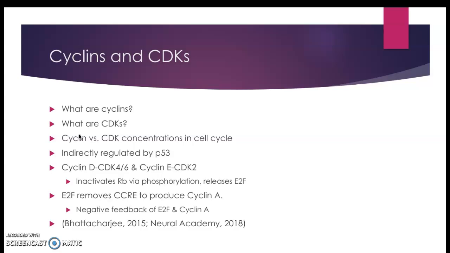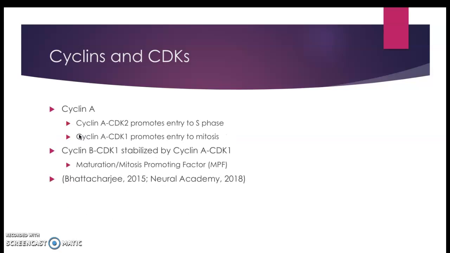And cyclin E CDK2 also phosphorylates P27-KIP1, which is an inhibitor of cyclin D that degrades itself. So CDK2 along with cyclin E promotes this transition from G1 to S, and this degradation of P27 along with E2F release promotes production of cyclin A. Cyclin A binds to CDK2, and that fully promotes entry into the S phase.